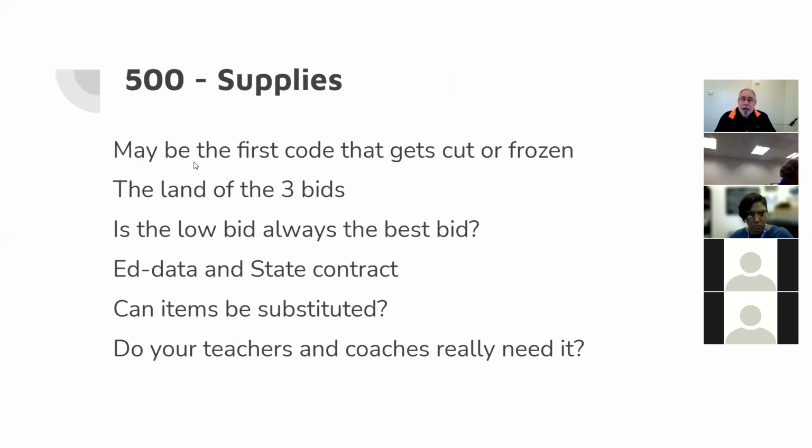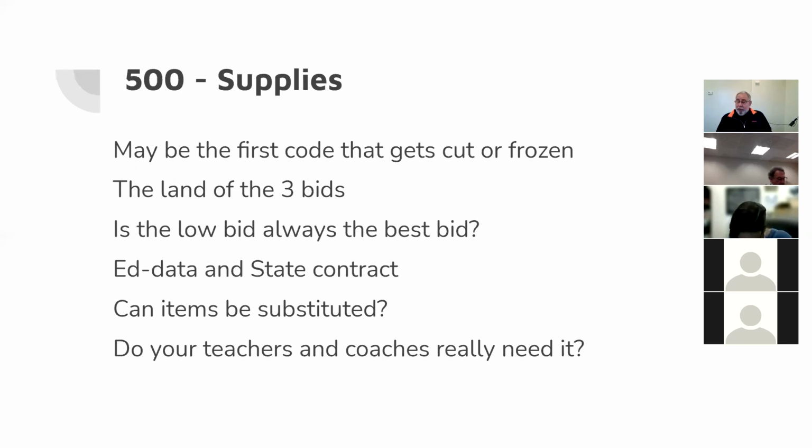Last one is the 500 code. The unfortunate thing about the 500 code is it might be the first one that gets cut or frozen in the year. They say you can't buy anything. How many times have I heard from ADs, or Steve Young's here right now, and he's heard that we can't buy anything after January 1 because they went a little overboard in September, October, November, and they need to save some money. Happens all the time.